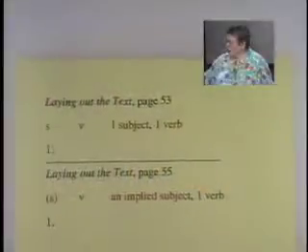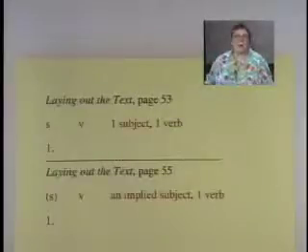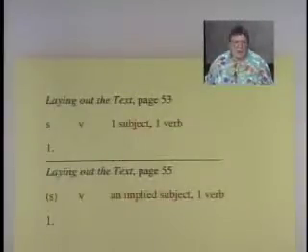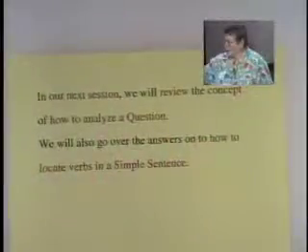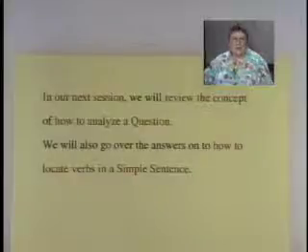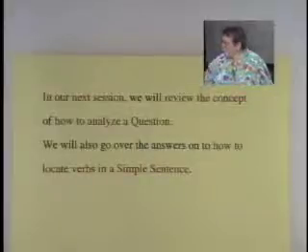It's going to look like this. Page 53 says, okay, here's one possibility, 1 subject, 1 verb, and you're going to write 5 sentences that work that way, and then your next 5 are going to be with an implied subject and 1 verb. And finally, just to note that in our next session, that's where we're going to start. We're going to review the concept of how to analyze a question, and we will definitely go over the answers on how to locate verbs in a sentence.